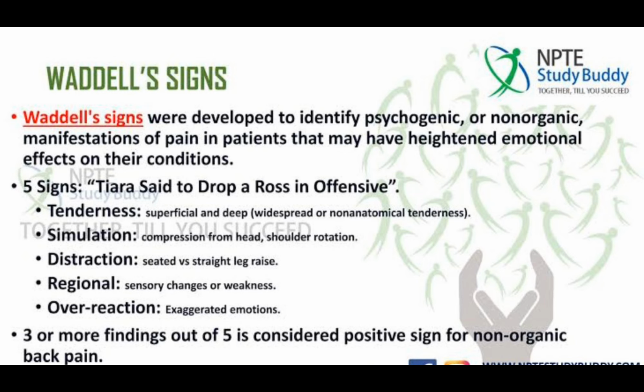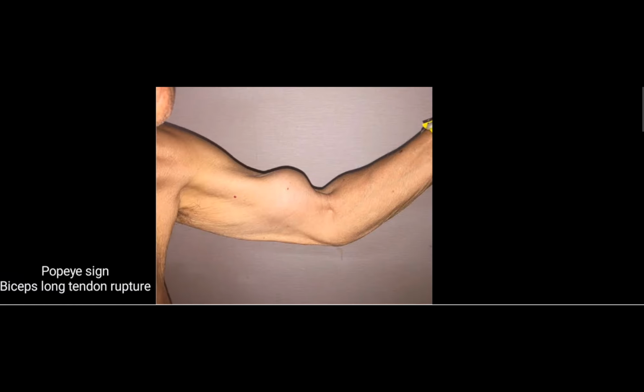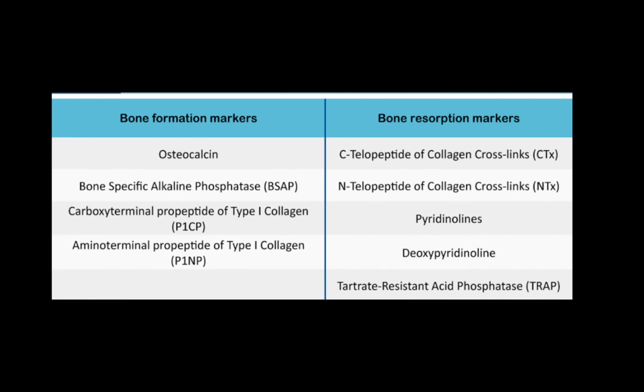Okay, so this is Wardell sign. It is linked with pain that is psychogenic or non-organic. The next is Popeye's sign. Popeye's sign is due to biceps long tendon rupture. When the biceps tendon is ruptured, it will give this appearance that is known as Popeye's sign.